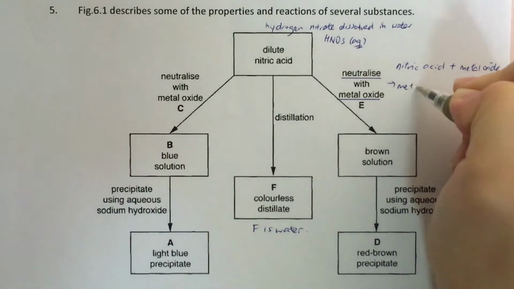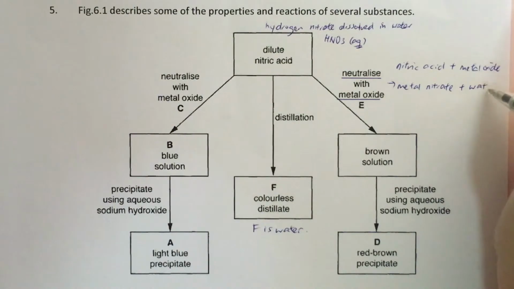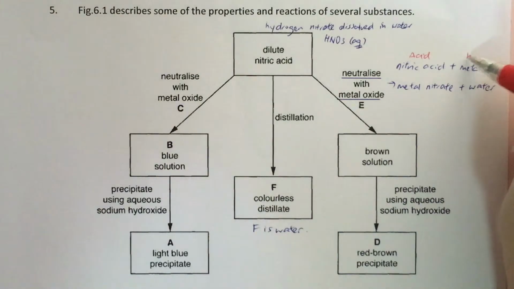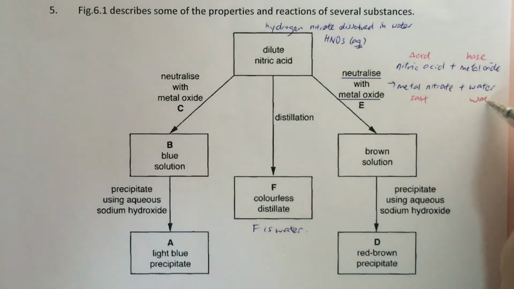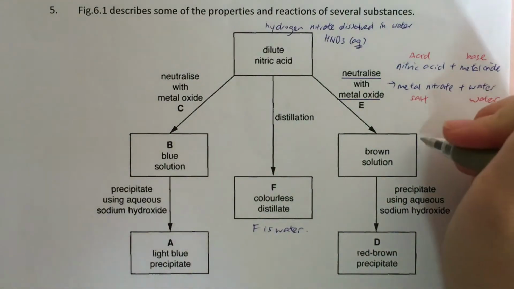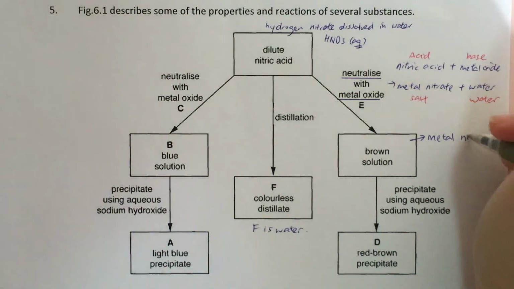So my salt will be a metal nitrate. And I have water as a product as well. Okay, so acid plus base give me salt and water. So when this reaction takes place, what I am having as a product is my metal nitrate and water. So when they say brown solution, my brown solution is the salt produced at the end of the reaction, which is metal nitrate. So I will write there metal nitrate.